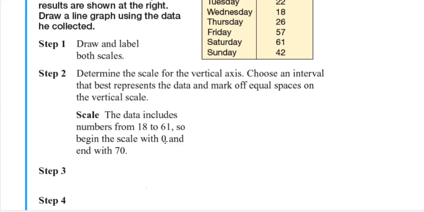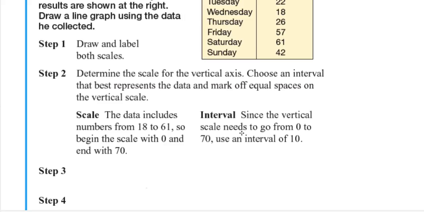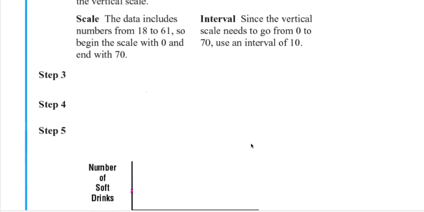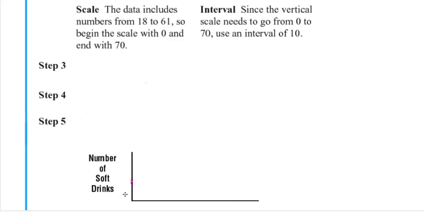Since we have a scale of 0 to 70, we think of intervals of 10. Intervals of 10 are good. Why? Because if you use intervals of 10, you have 7 intervals, which would be a good number of intervals. Remember our rule, 4 to 7 intervals or 5 to 7 intervals, whichever you want. So you now have a scale from 0 to 70 and intervals of 10, and this is how it should look. We have 7 intervals on our vertical axis.